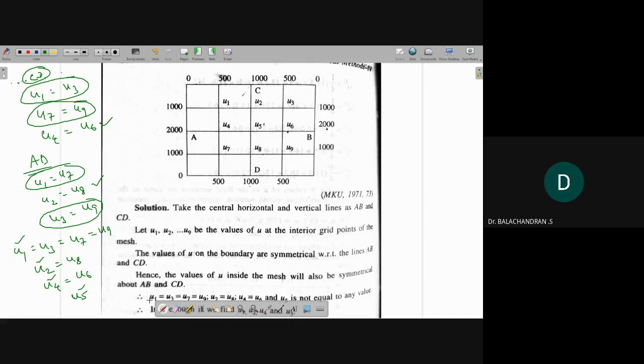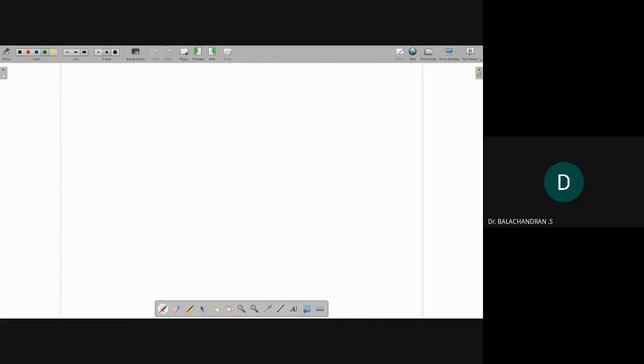So it is mentioned here. U1 equal to U3 equal to U7 equal to U9. Similarly, U2 equal to U8, U4 equal to U6, and U5 is not equal to any values. So now I'm going to start to find the rough values of U1, U2, U4, U5. Try to help to finish the problem quickly.